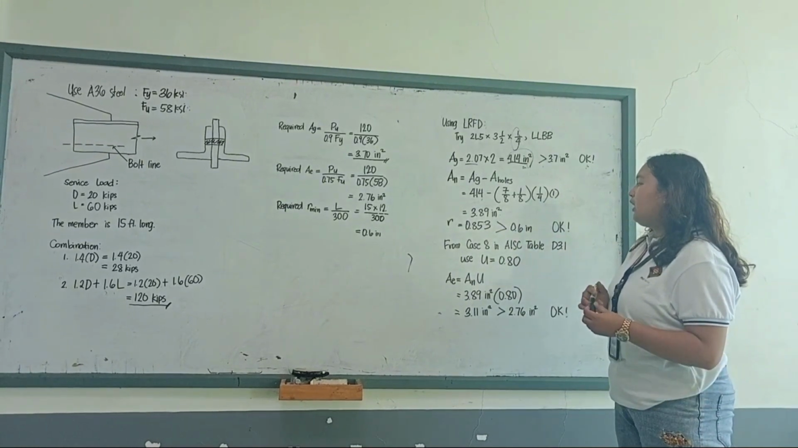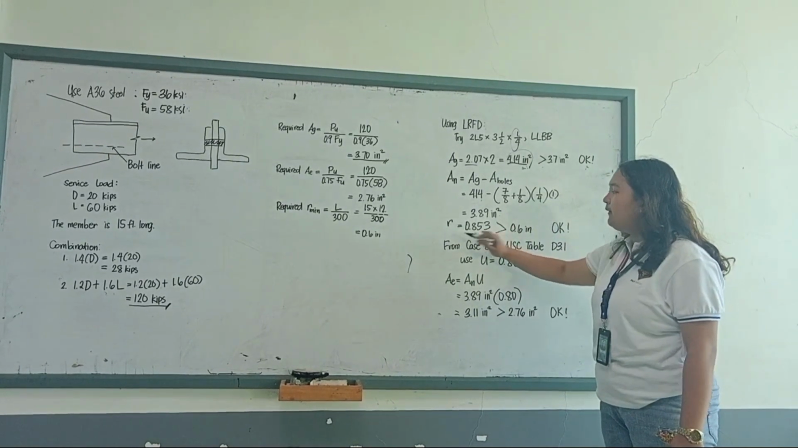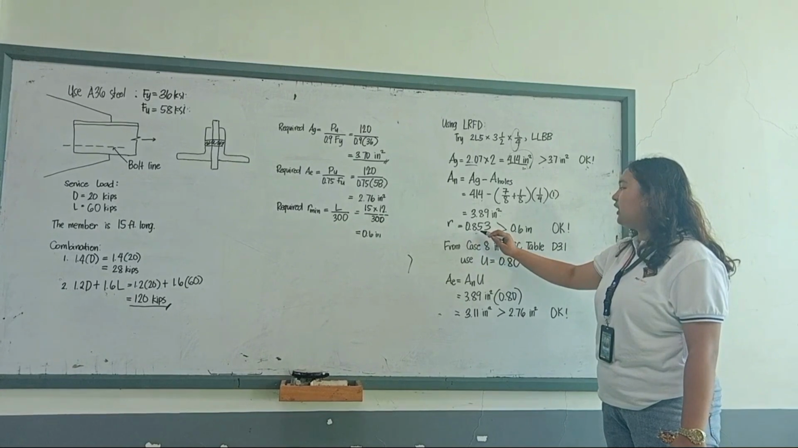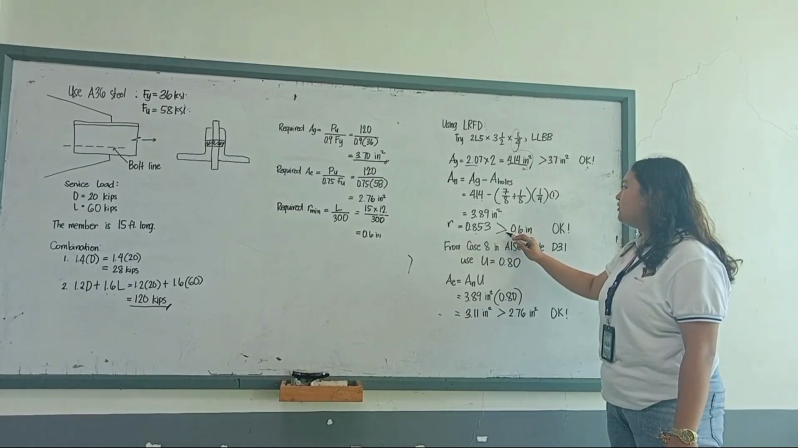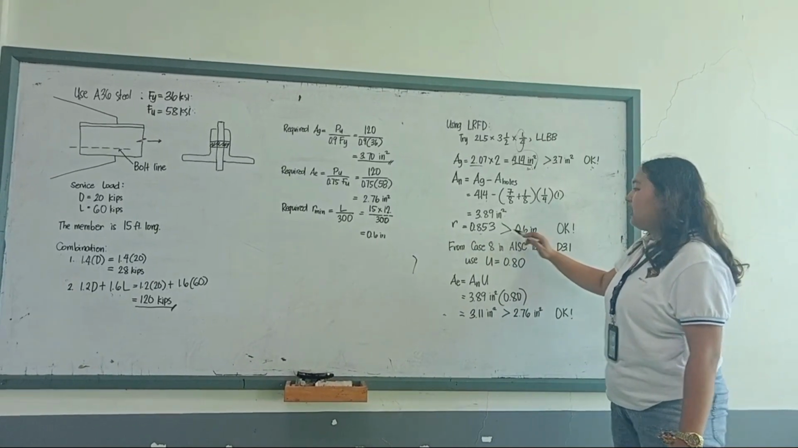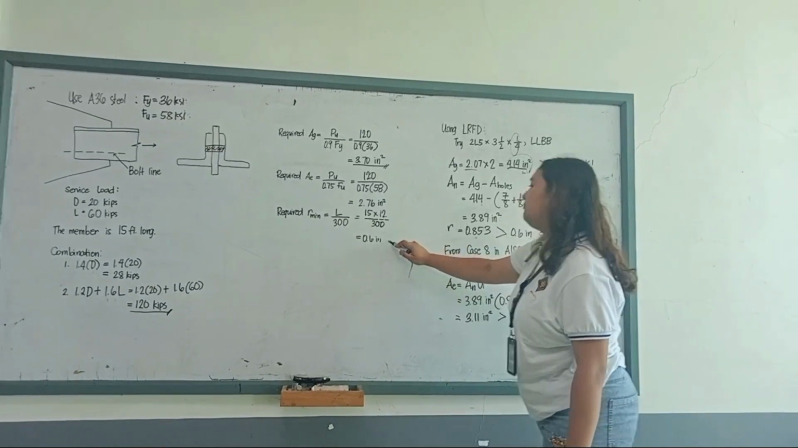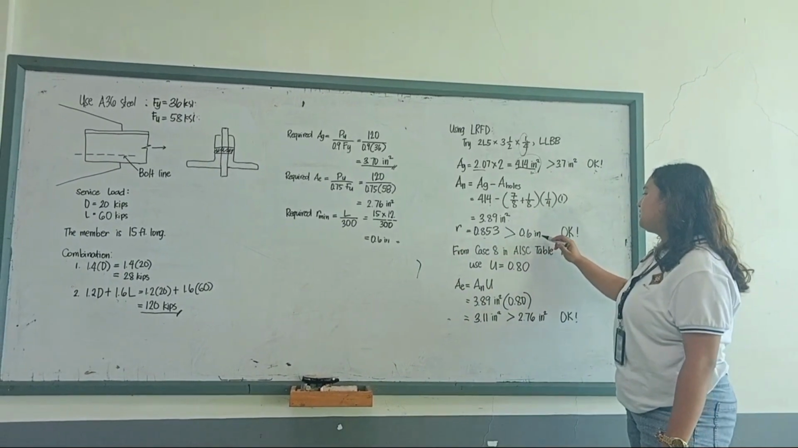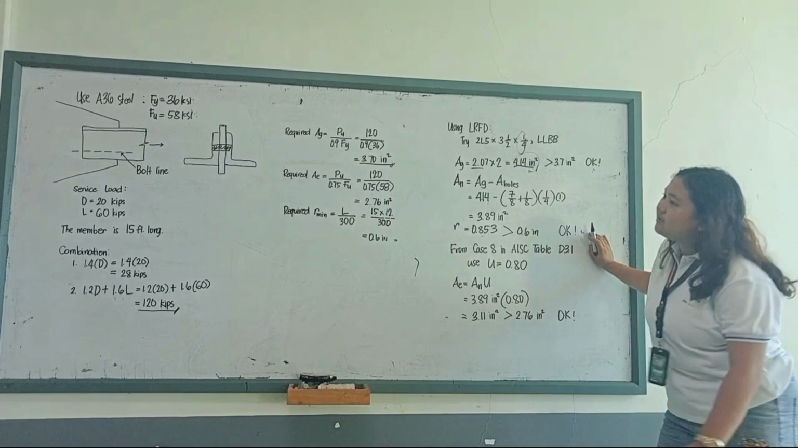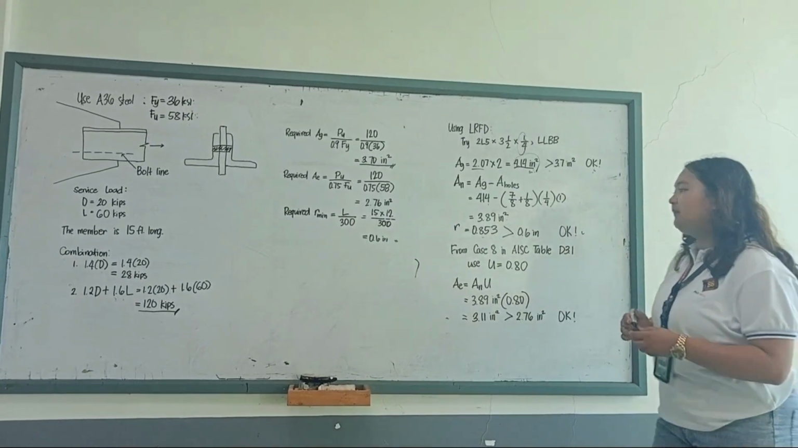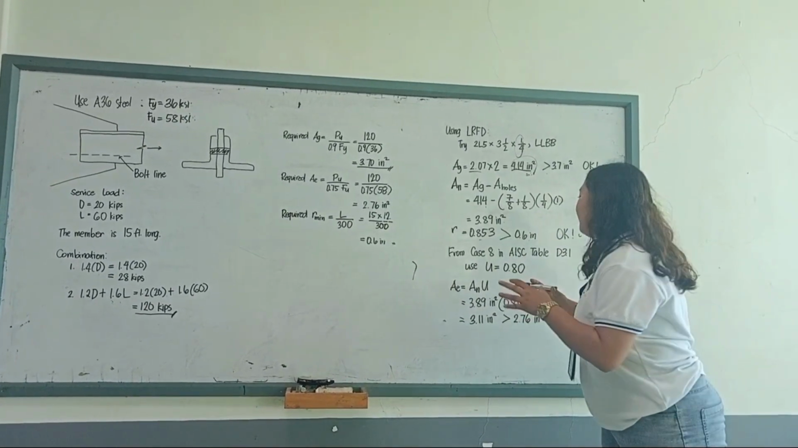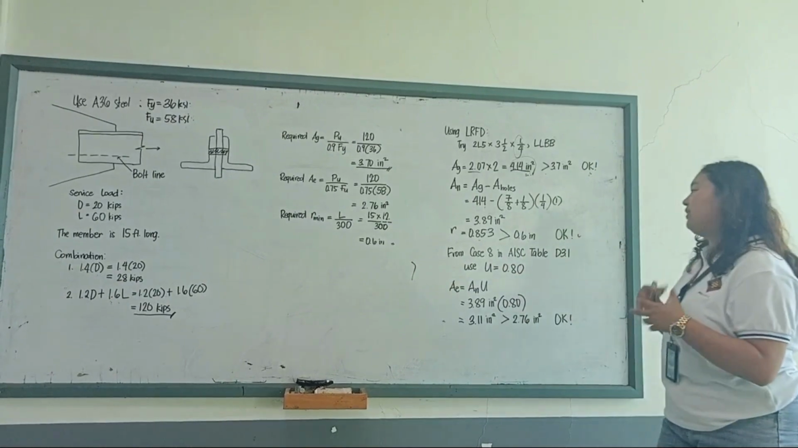Now, we compare that to the table: R is equal to 0.853, which is also greater than our required R minimum of 0.6 inches. So, okay gihapon. This means it can resist, or is greater than, our required value, so it is better.